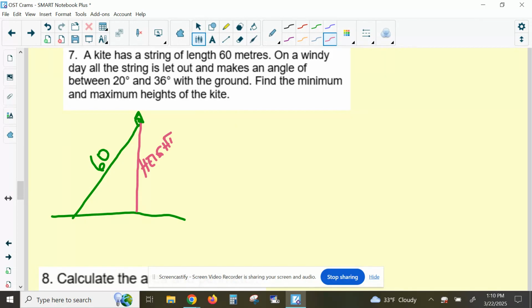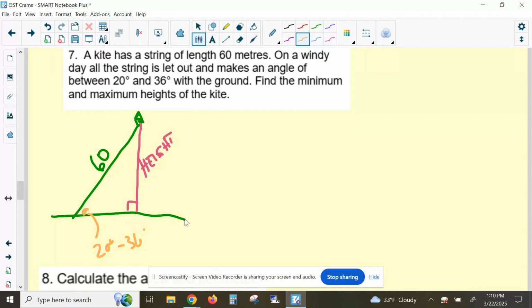G-H-T. So that's the height of my kite. So I do have a right angle here. Okay, so it says on a windy day, the string lets out, makes an angle of 20 degrees to 36 degrees with the ground. So down here, it could be 20 degrees to 36 degrees. So we want to know the minimum and the maximum. So we want to know it at 20 and at 36.